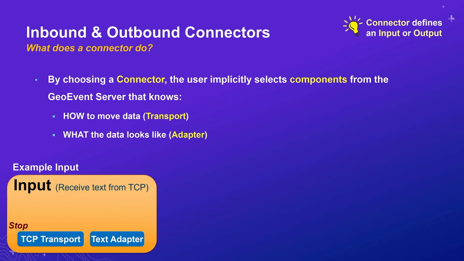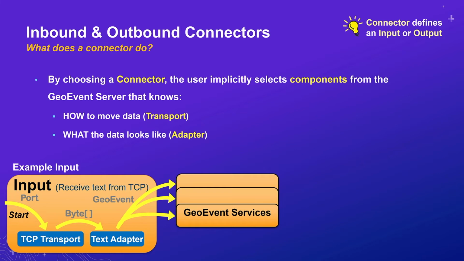So let me walk you through an example of how this works for inputs and outputs. First, the input is created based on a connector, and the connector was defined using a TCP transport and a text adapter. Once the transport is started, it accepts the raw bytes over TCP. This stream of bytes is passed to the adapter for parsing. The adapter parses the bytes and produces GeoEvents that are sent out to all of the different services.